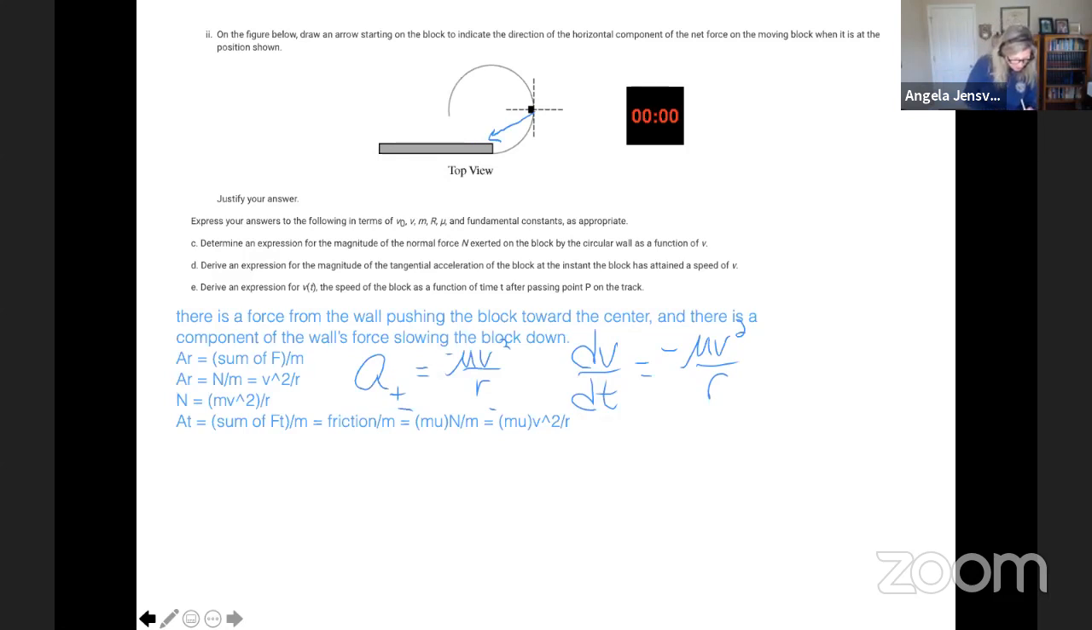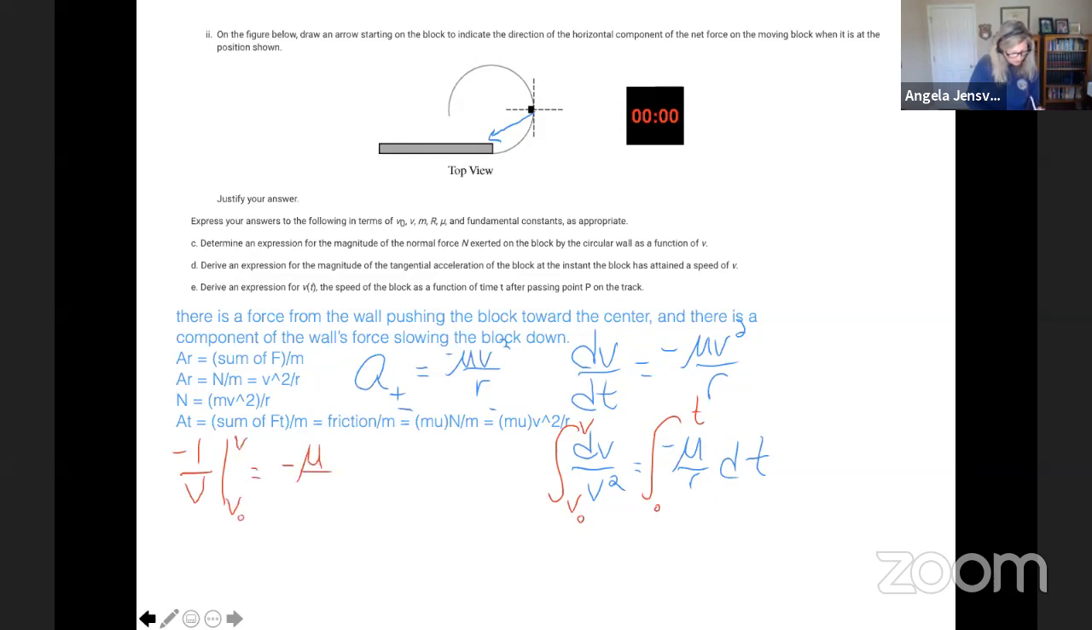Okay, separate the variables out. I'm going to put the v's on the left equals negative mu over r dt. Now what am I going to do? I'm going to integrate from v naught to v, and from 0 to t. So on the left this would be negative 1 over v from v naught to v, and the right-hand side would be negative mu over r t. I'm just going to plug in the limits on the right because it's t minus 0, just in the interest of time.